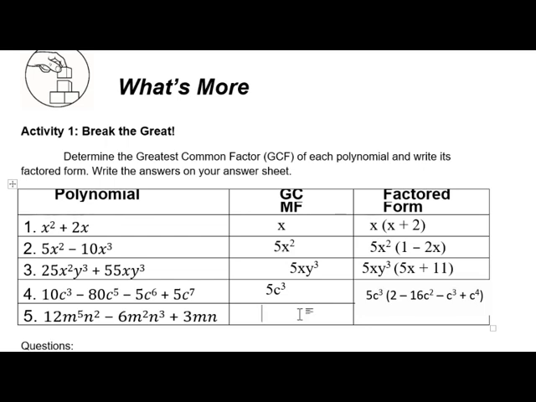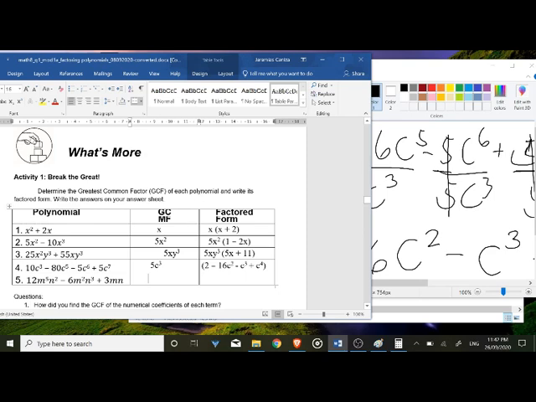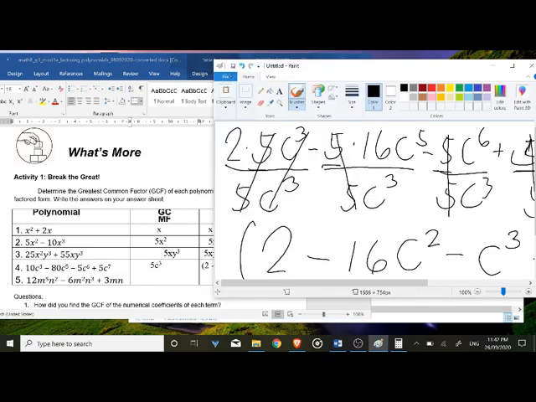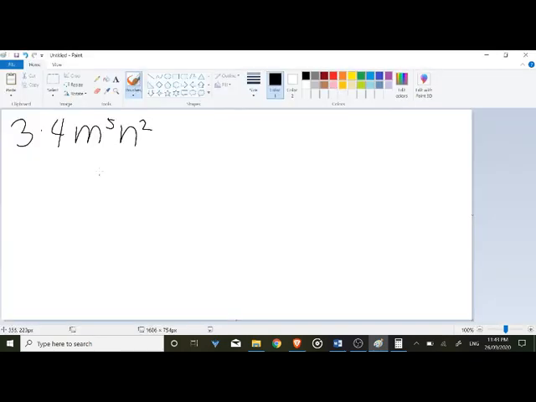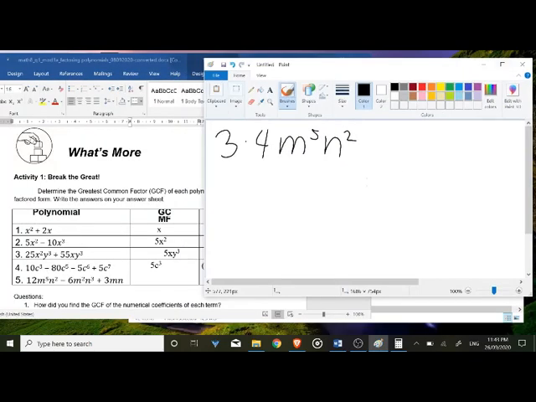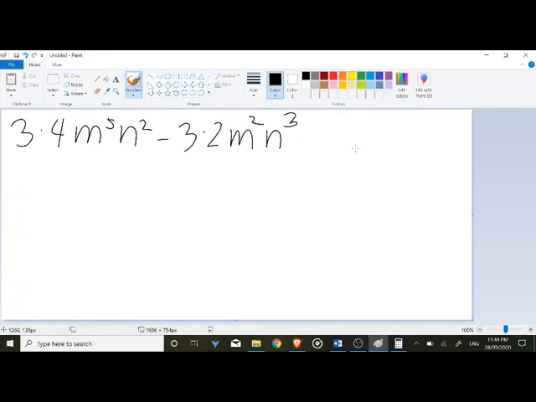Alright. So last number na po tayo. Number 5. So 3 times 4, m to the 5th and n to the 2nd power. Tapos si 6, that's 3 times 2, m squared and n cubed, plus 3mn plus 3mn. Right.